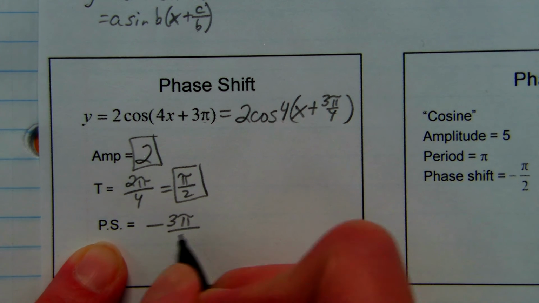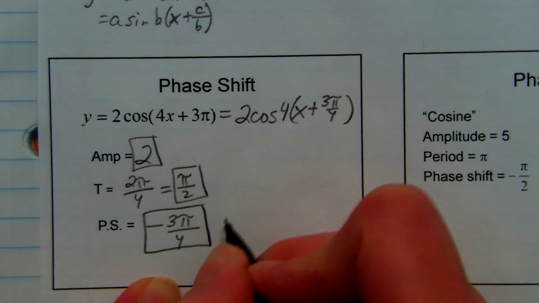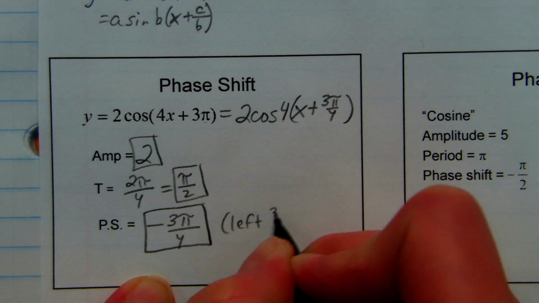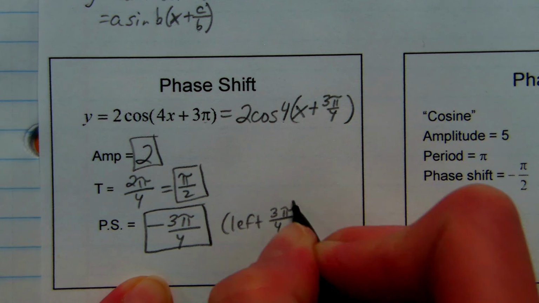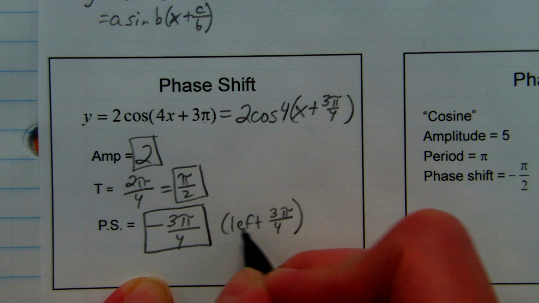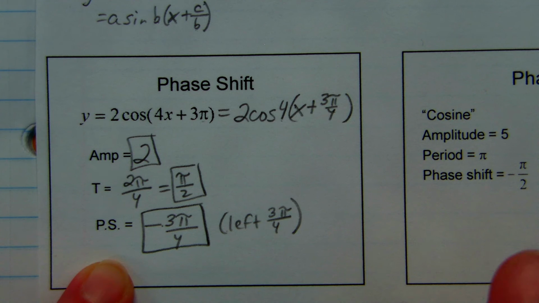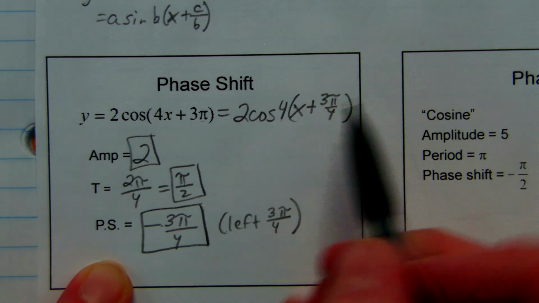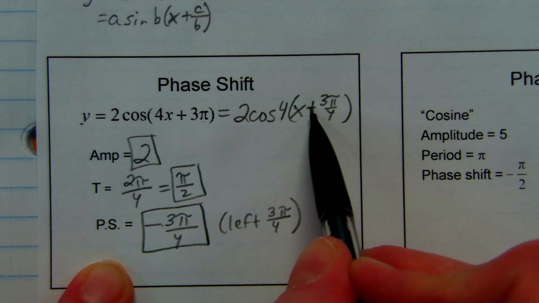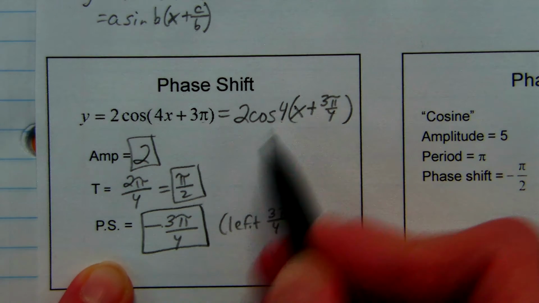Negative 3 pi over 4. And the negative means that it moved left 3 pi over 4. So instead of having to write those 4 letters, L, E, F, T for left, someone decided we're just going to put a minus sign on that, and that means left. Because this is positive, and it's backwards. Plus makes it move left, minus makes it move right.